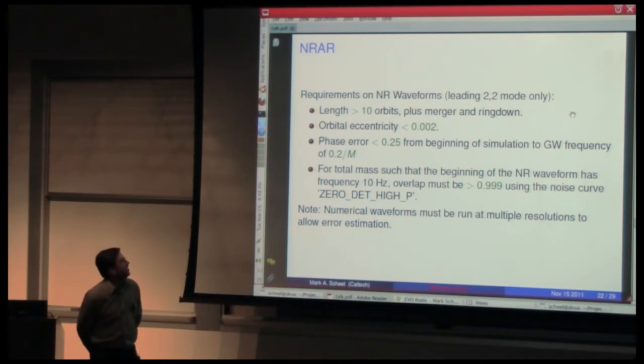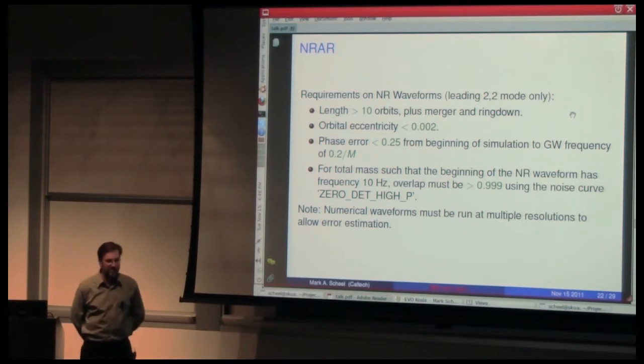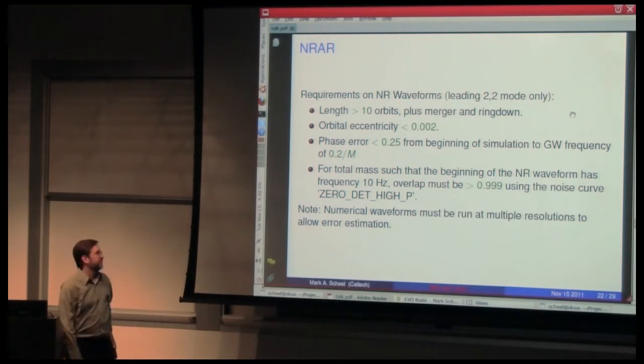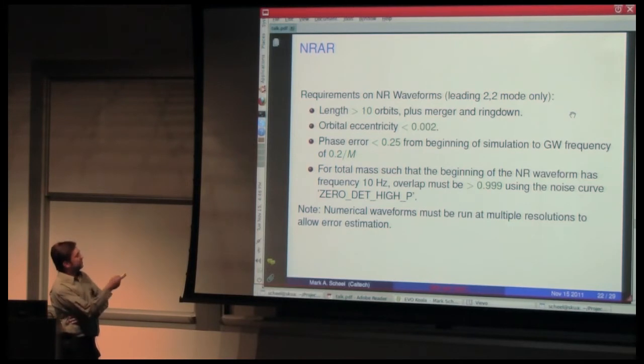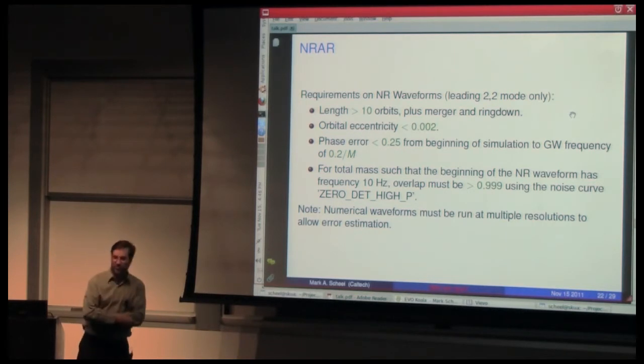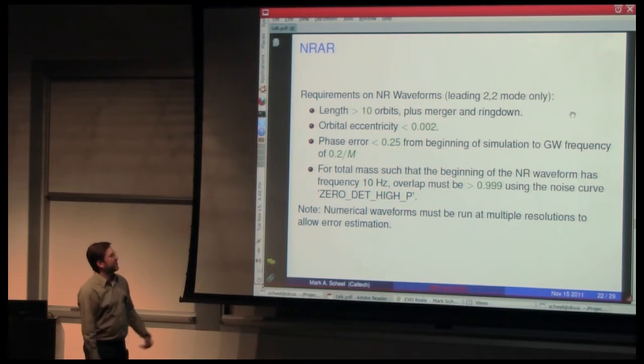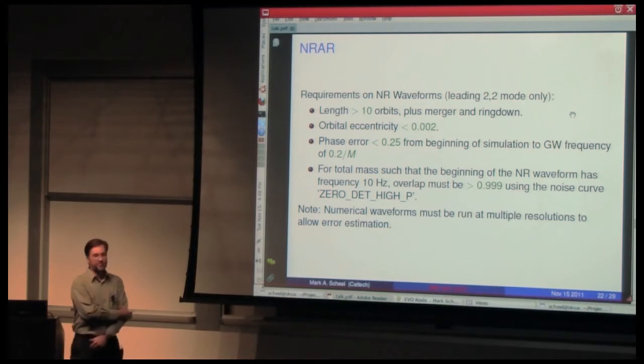So there are requirements on these numerical relativity waveforms. The requirements are basically on the leading l equal to m equal to 2 mode. Basically, you want the waveforms to be long enough and accurate enough that they're going to be useful. So the length is supposed to be more than 10 orbits, plus merger and ring down. There's a limit on the orbital eccentricity because these are supposed to be eccentricity 0 waveforms. In practice, you don't get eccentricity 0, but you can reduce it to a pretty small value.